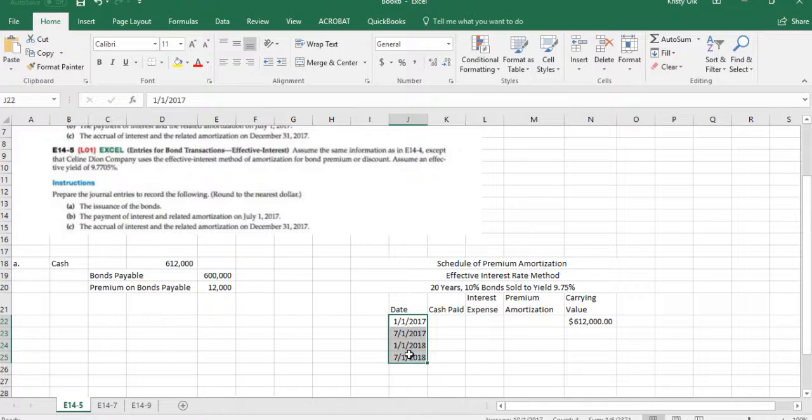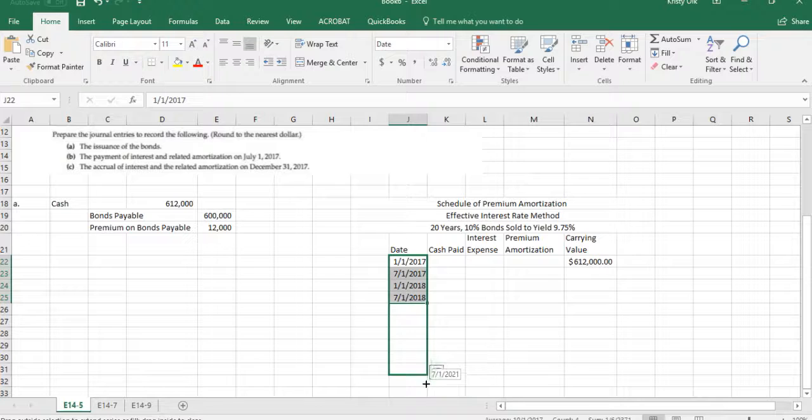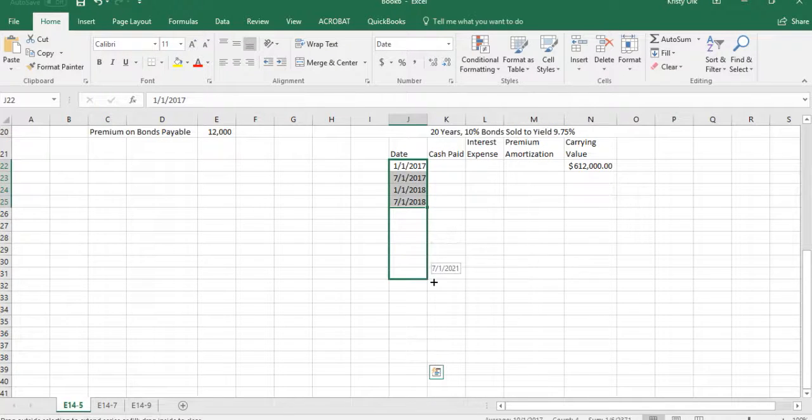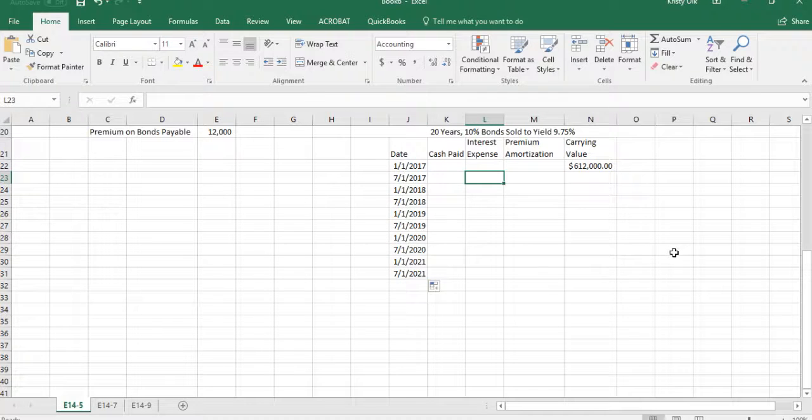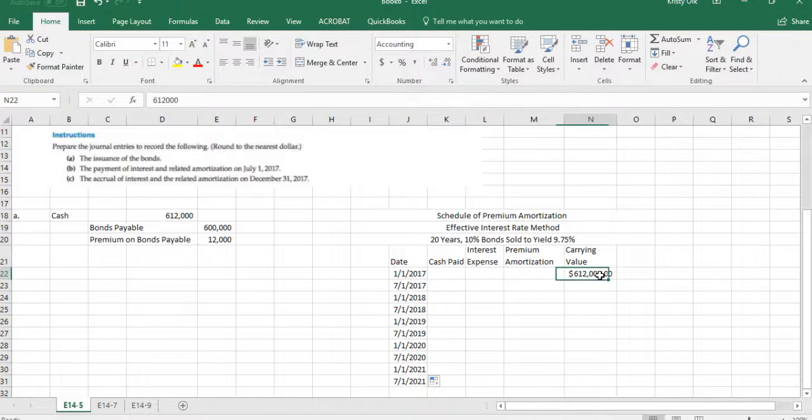1/18, so on and so forth. And that would go for 20 years. So the first step is, like I said, we have our carrying value. We know what it is because you add the premium, the adjunct account, to the bonds payable. And that gives us our carrying value on a day.